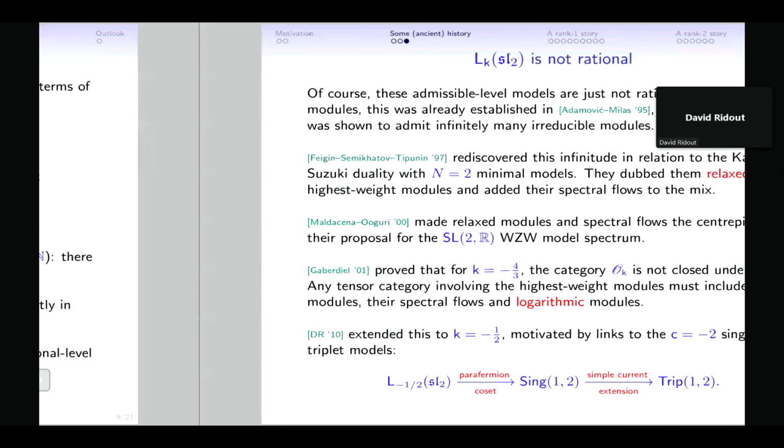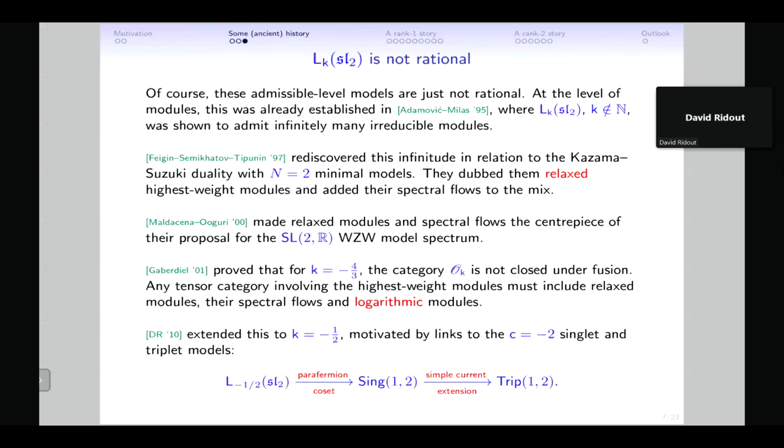So the answer, of course, as Adamović and Milas had already pointed out back in 95, is that these theories aren't rational. And so we have to be a lot more careful. Adamović and Milas showed back in 95 that these affine VOAs admit infinitely many irreducible modules. We'll discuss this in more detail shortly. But just to fill out the rest of the history, this classification result dates back to 95. And it's a natural question to ask, what do we do with all of these infinitely many irreducible modules?